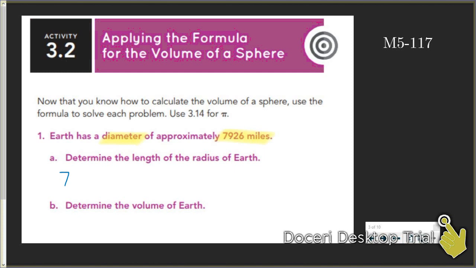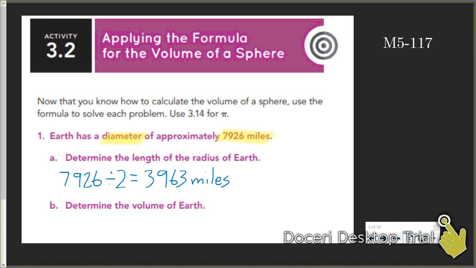And that one shouldn't have been too tough. All you got to do is take 7,926. That's the diameter, so we divide it by 2 to get radius. And then we know that our radius is going to be 3,963. Just make sure you have the label of miles on there.